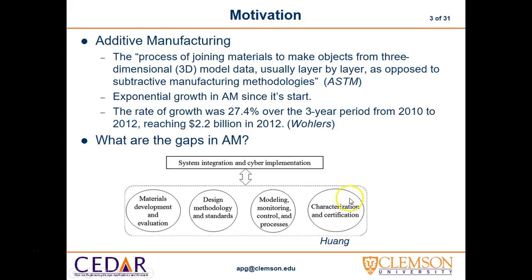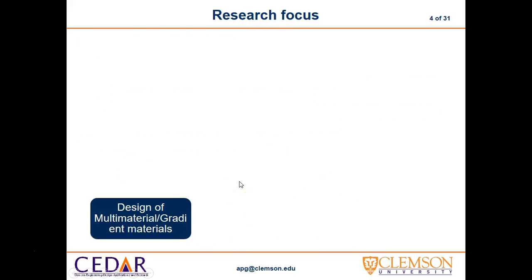And finally, once we make something, we need to characterize its material properties and its overall structural properties to make sure that it's going to behave like we expect when we put it into an actual object. And this top box is showing that all these need to work together in order to make a full workflow and a full design and certification process. So this research fits into the design methodologies and standards.